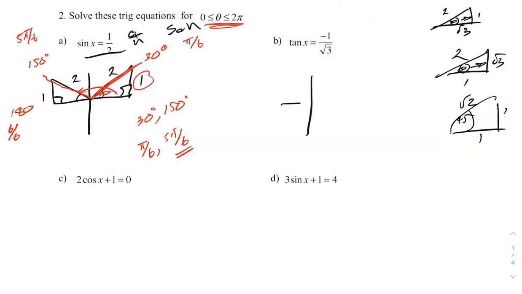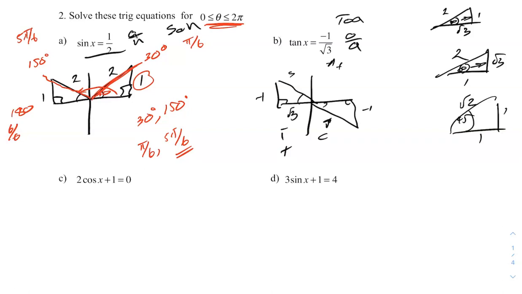Tan is negative. So All Students Take Calculus. Remember, tan is positive at T for tan and then A. So it must be negative at these two. Again, it's all about figuring out what triangle we're talking about. So tan is TOA, opposite over adjacent. My opposite should be -1, my adjacent should be rad 3. And again, just from that, I know what type of triangle that is.